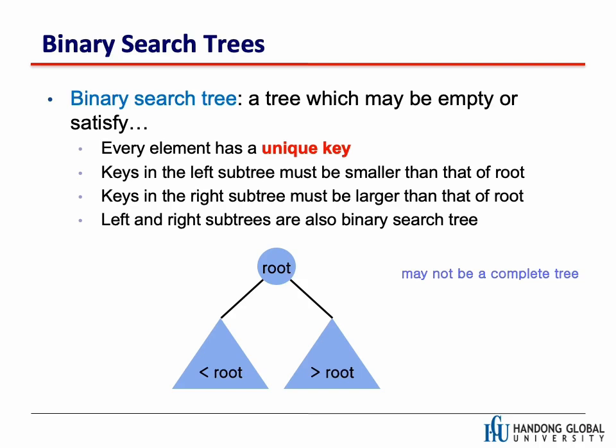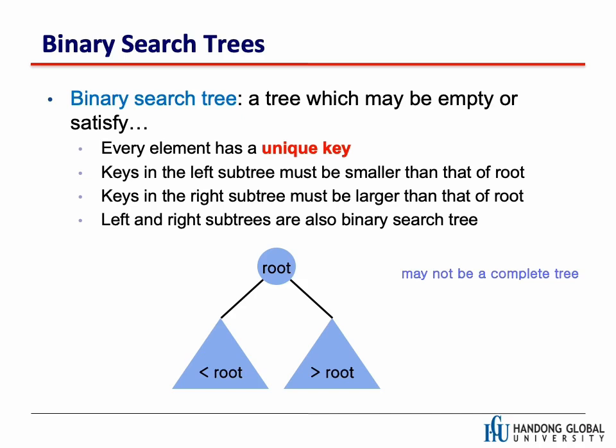It means it is kind of sorted. The keys in the left subtree should be smaller than the key of the root node. And likewise, recursively, left and right subtrees are also binary search trees. It means the keys of the left subtree of the left subtree should be smaller than the key of the root node of that left subtree. You know what I'm saying?